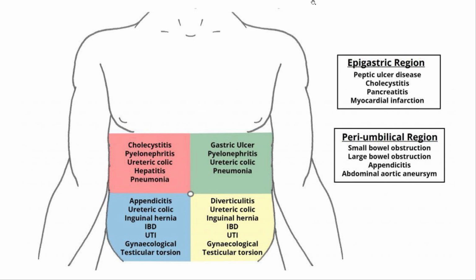Right above the suprapubic region and around the belly button in the periumbilical region, that's where you could have bowel obstruction, appendicitis before it's become somatic. Remember how it starts periumbilical and then migrates to the right lower quadrant, or an aortic aneurysm.